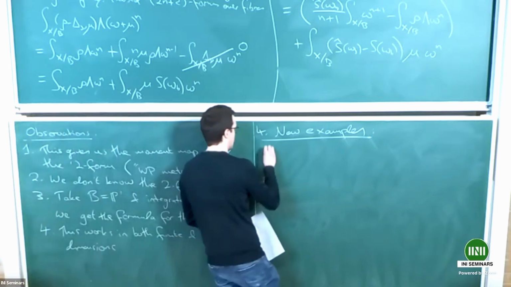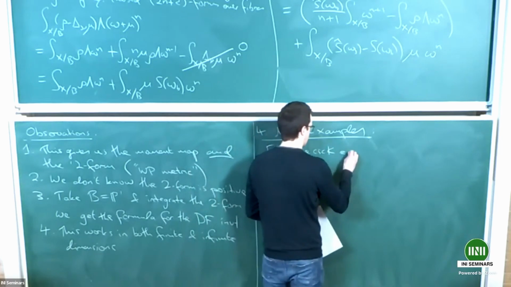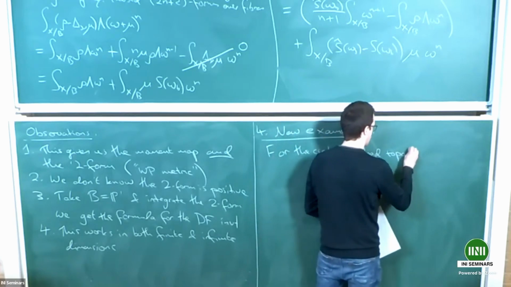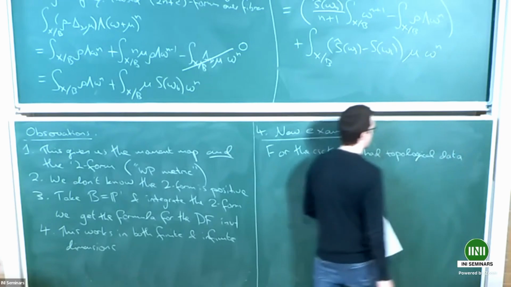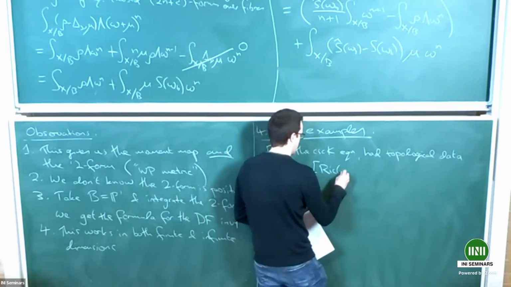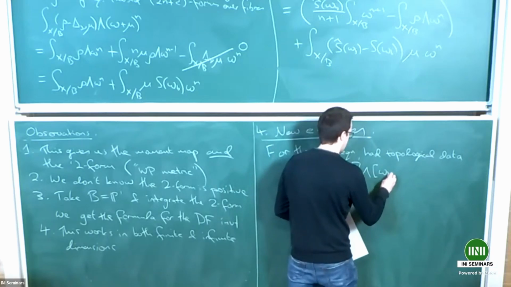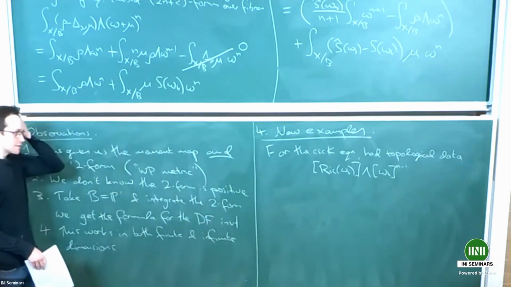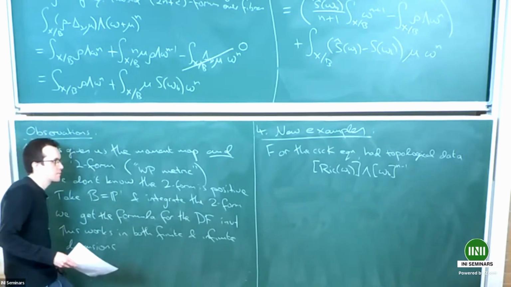So for the CSCK equation, we had topological data on the fibers of our fibration, which was the Ricci curvature wedge the metric to the n-1. And this is the kind of topological data that generates the scalar curvature equation.